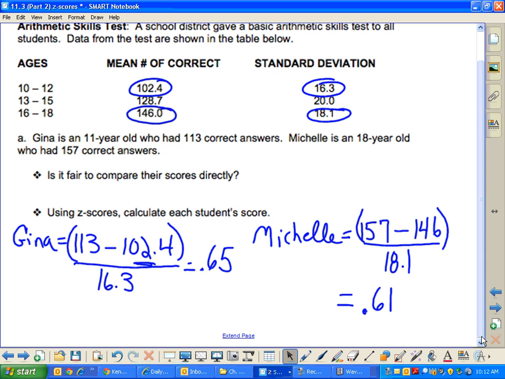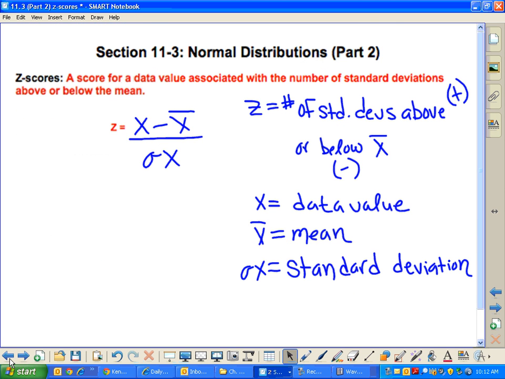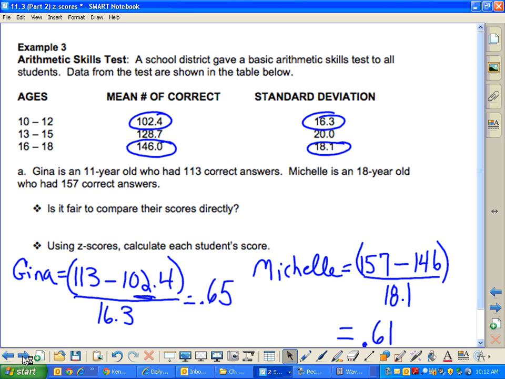Are there questions about that? To be clear, z-score is a number of standard deviations, and notice both of these numbers were positive. So if we go back to our definition from before, when you get a positive z-score, our data values were indeed above average. Both girls scored above average, so they did well, relatively speaking. But who did better within their age group? Well, because the z-score was more positive, bigger than Michelle's, Gina actually did a little bit better.